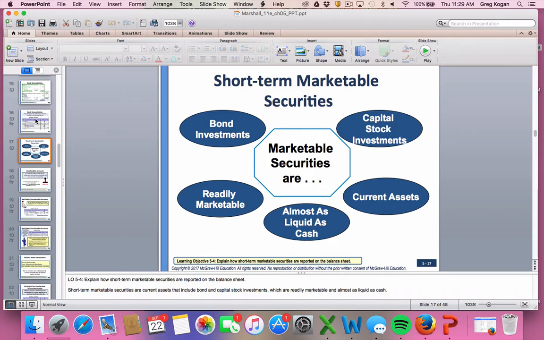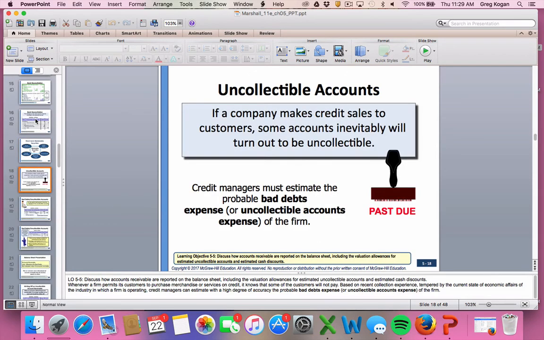Moving on to what are short-term marketable securities. This is also a current asset. Think about anything that is a tradable stock or bond, something that has a market, public securities or liquid bonds, something that can be converted. The other big thing that we're going to be going through is accounts receivable.